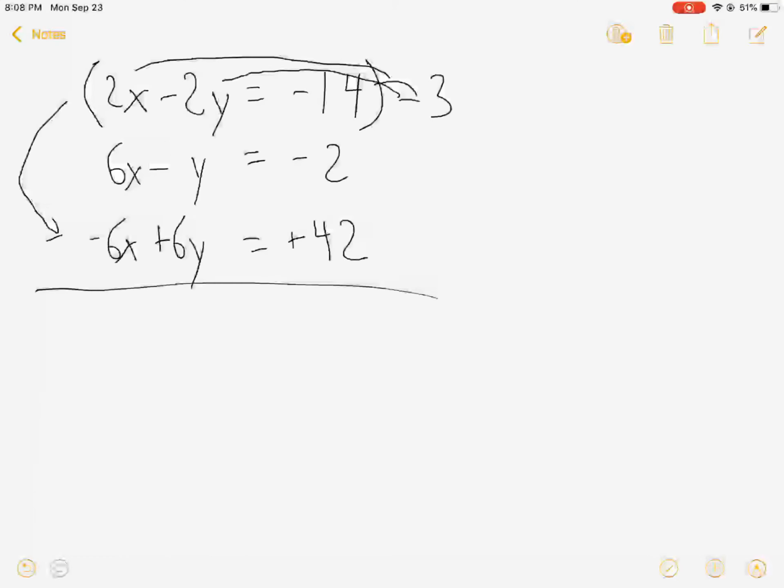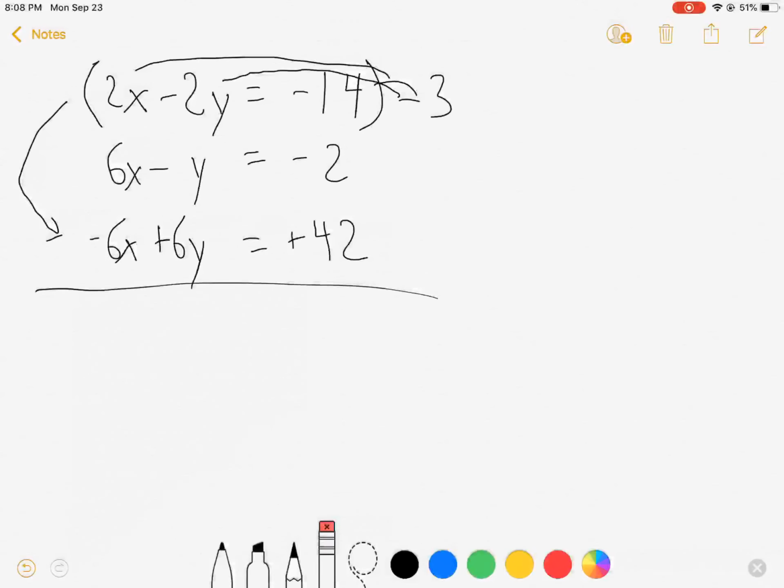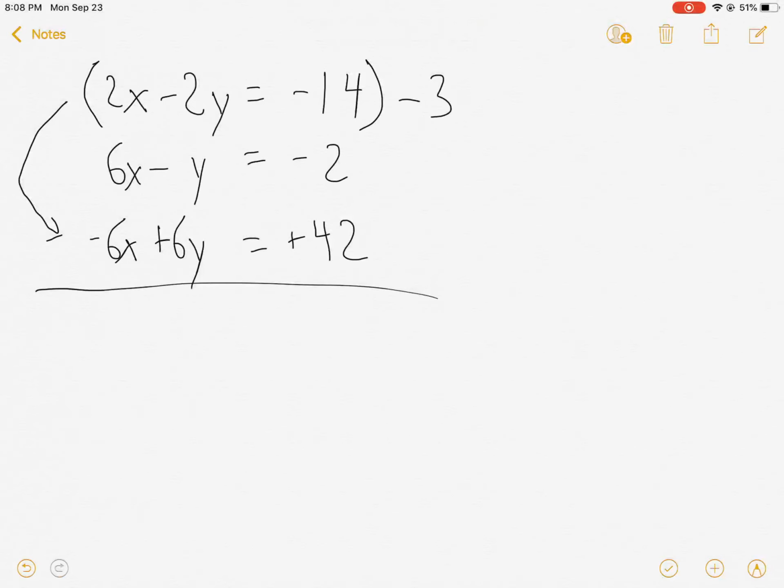Meaning, from this point on, we can ignore that first equation, at least until we want to plug back in. I'm just looking at this equation and this equation. I want to add those two together. 6x plus negative 6x cancels out. Negative y plus 6y is 5y. And negative 2 plus 42 would be a positive 40.